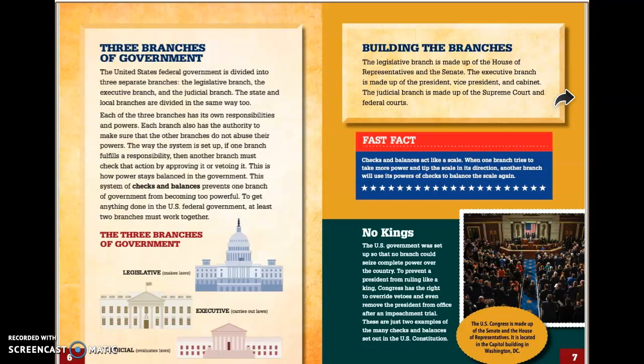Featured here, the U.S. Congress. The U.S. Congress is made up of the Senate and the House of Representatives. It is located in the Capitol Building in Washington, D.C.